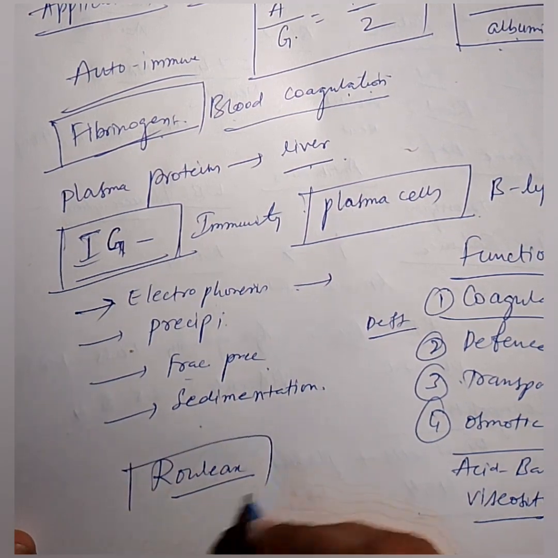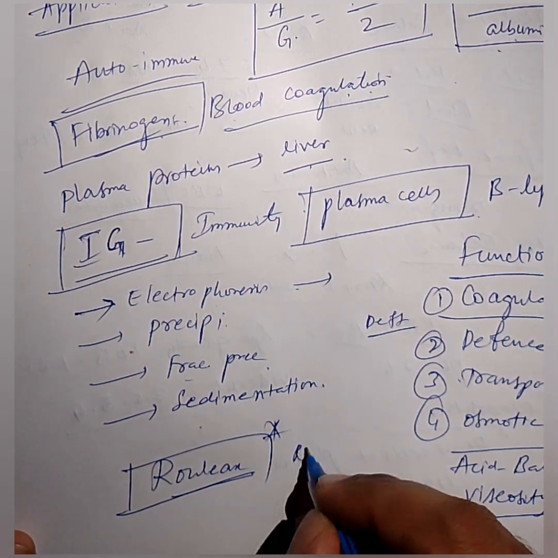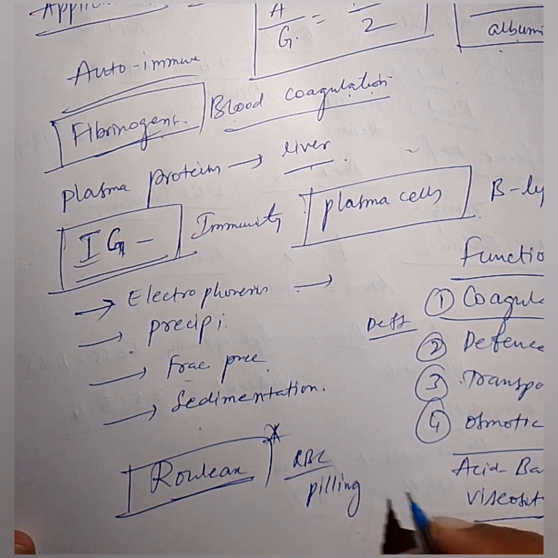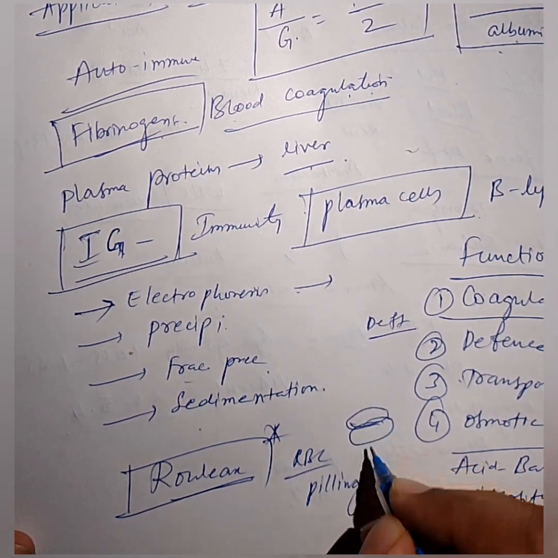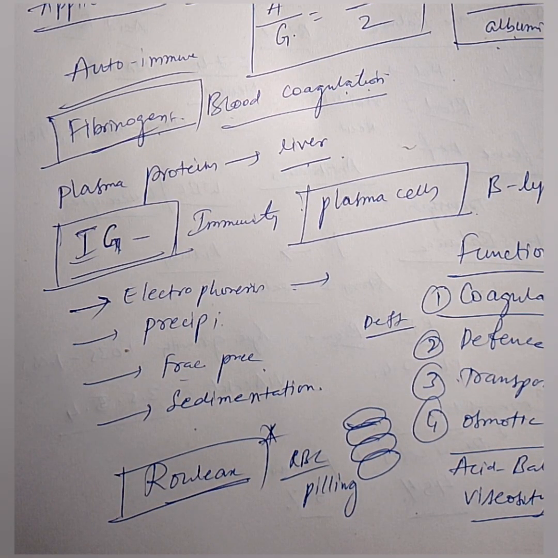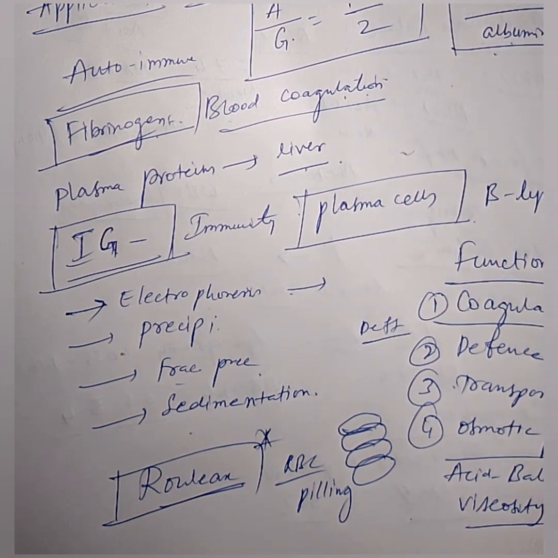What is Rouleaux formation? This is important. Piling up of the RBC in the form of coins is nothing but the Rouleaux formation. You can see the Rouleaux formation is piling up of the RBC one by one like coins.